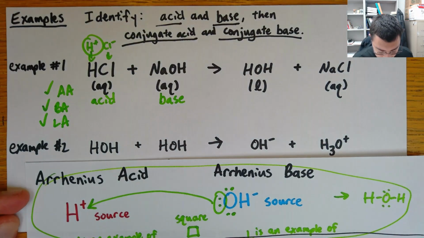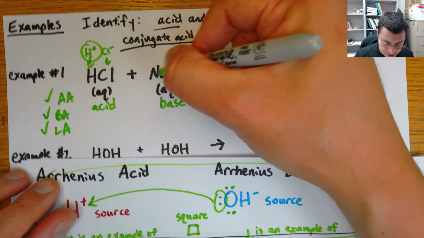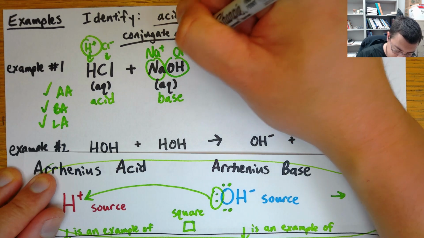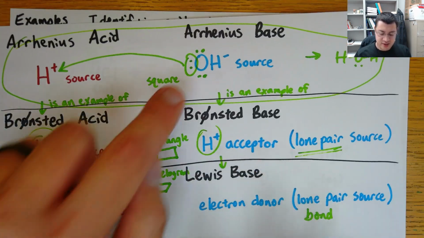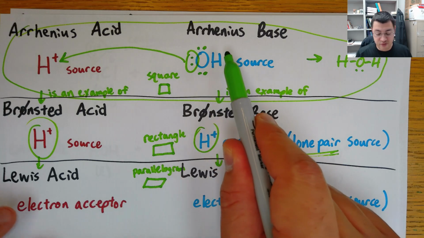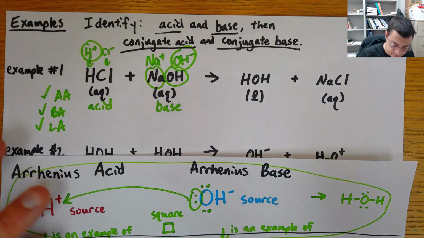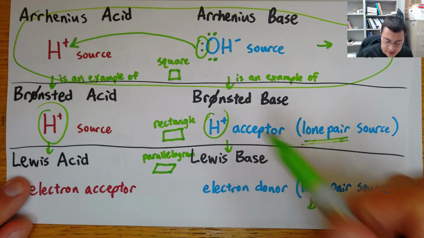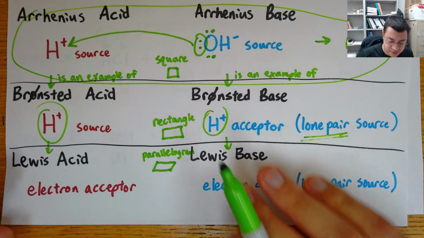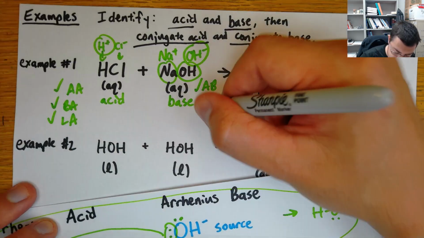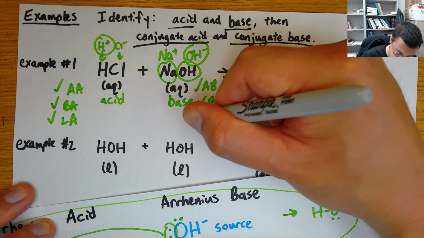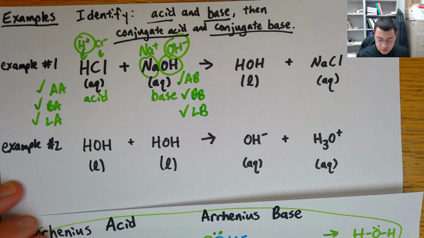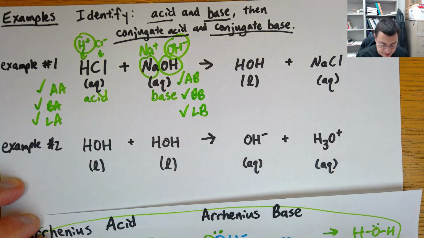Okay. All right, and then let's go to sodium hydroxide. Here we have an Na plus and an OH minus. Okay, the OH minus is what you need to be considered an Arrhenius base. Which means you're also a Bronsted base, which means you're also a Lewis base. All right. Cool. So we've identified the acid, we've identified the base.